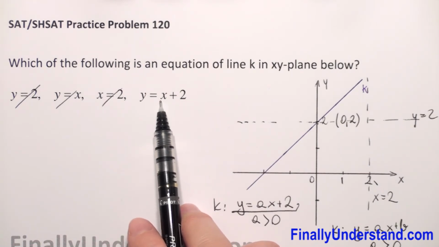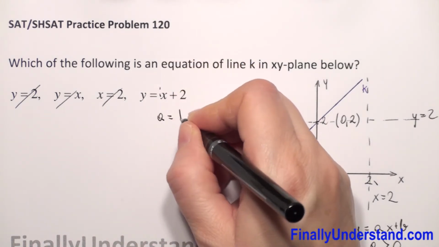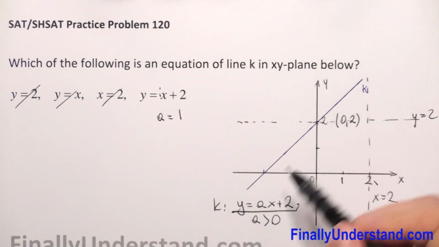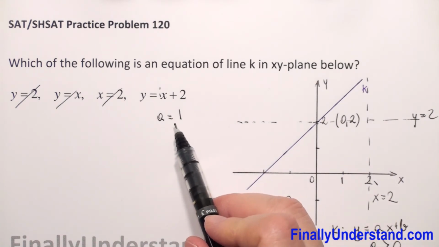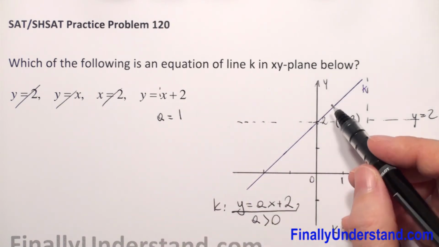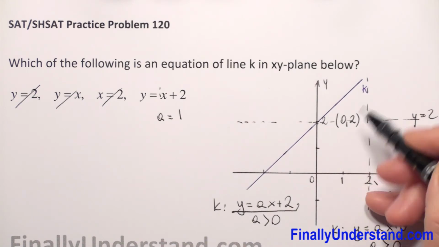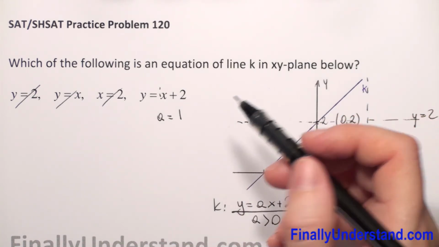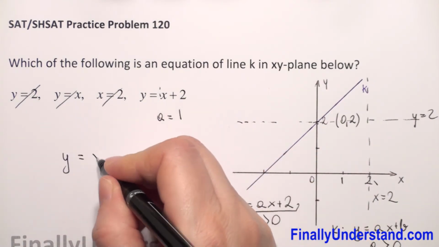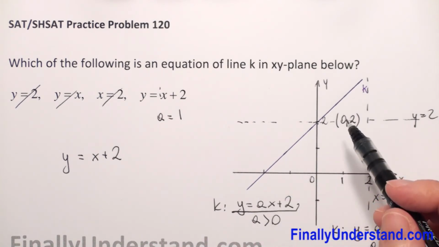And the last, we see we have y equals x plus 2. The coefficient before x is an invisible 1, so A is equal to 1. It's a positive number. Like we said, our function is going up, so A is positive, so it's okay. And we have plus 2. It means our line passes through point (0, 2). The same. So we can say that only the fourth function, y equals x plus 2, is our line K.